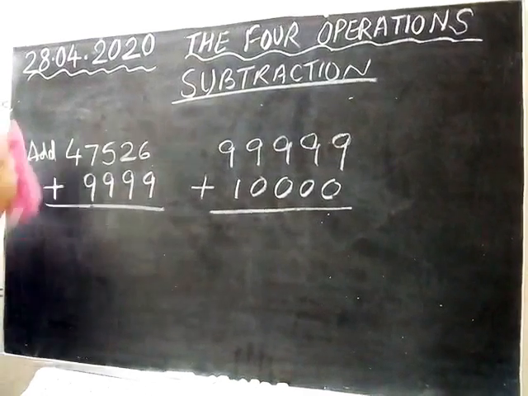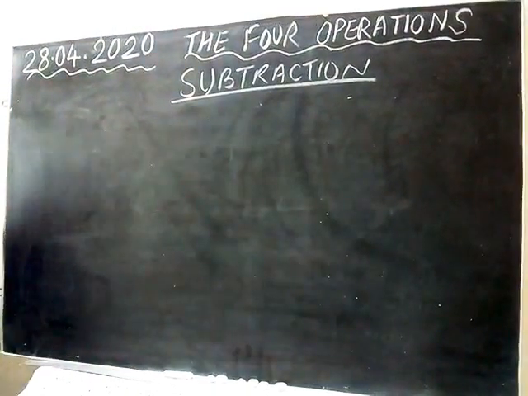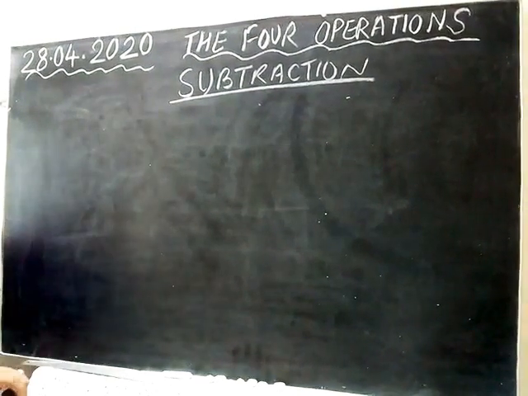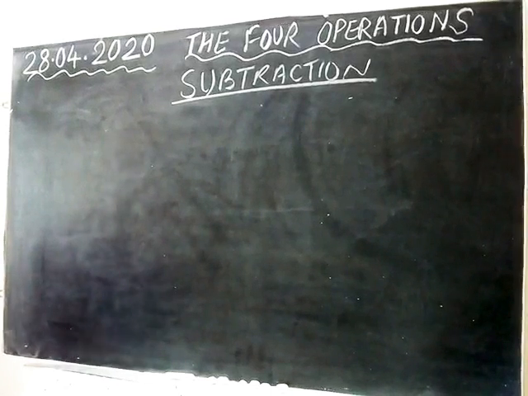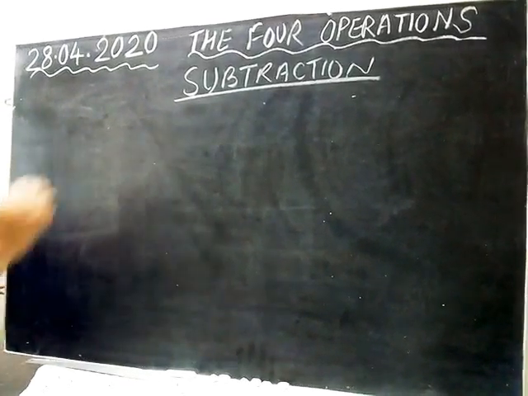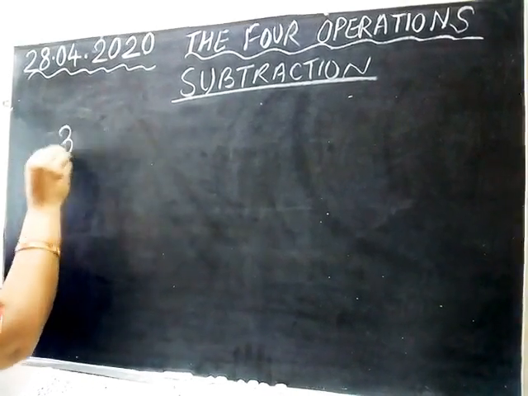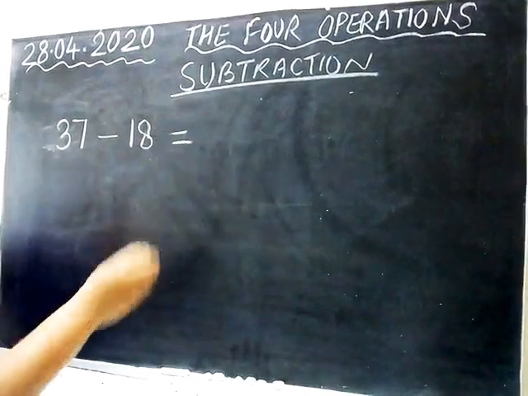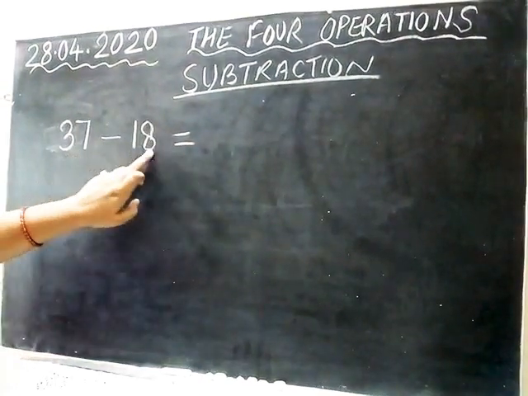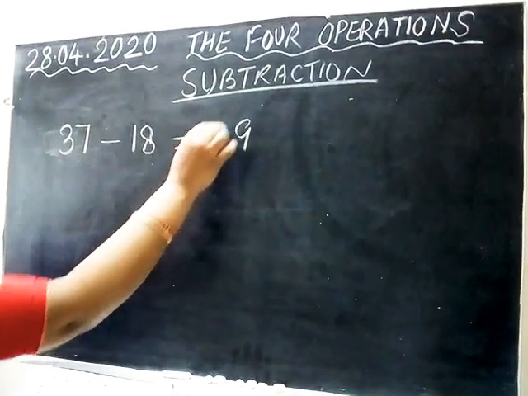Now coming back to today's topic, children. Today our topic is subtraction. Today we are going to learn subtraction. Okay, so let us take one example first. First I will begin with very small numbers. So if I take 37 minus 18 is equal to what? 17 minus 8, how much? It is 9, and then 2 minus 1 is equal to 1.